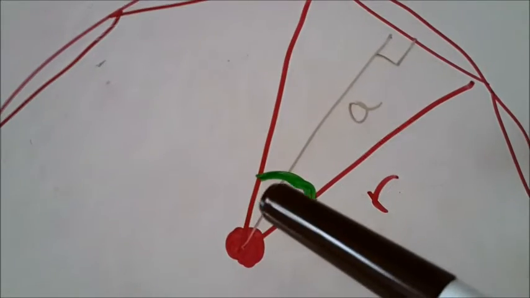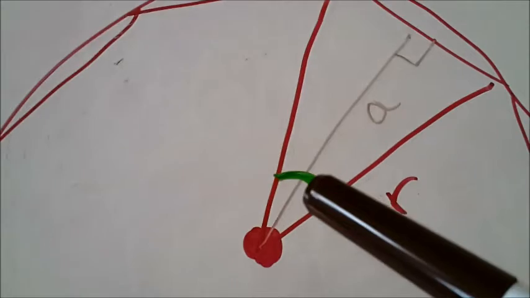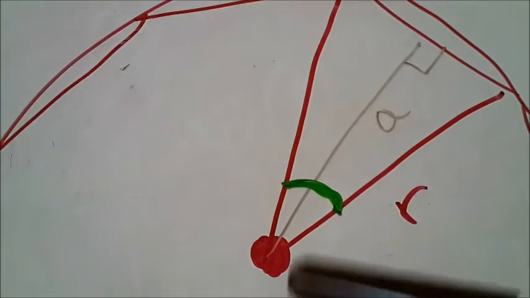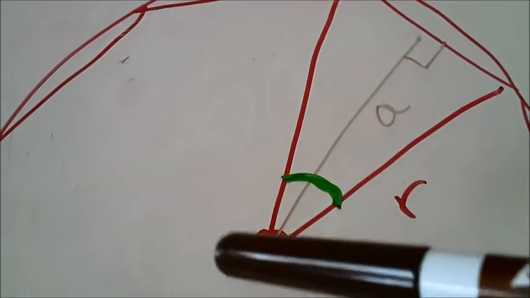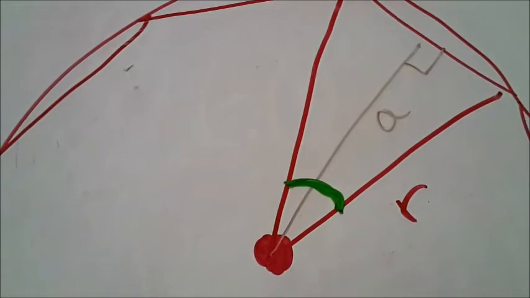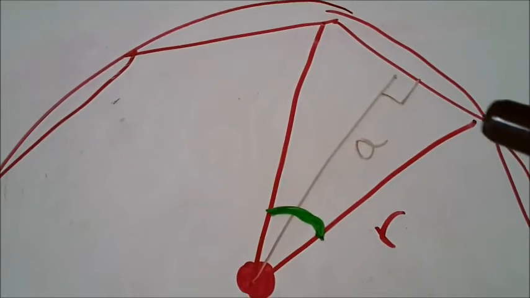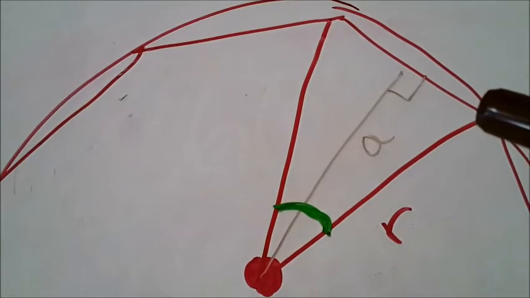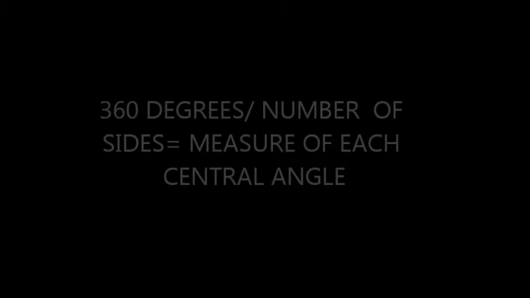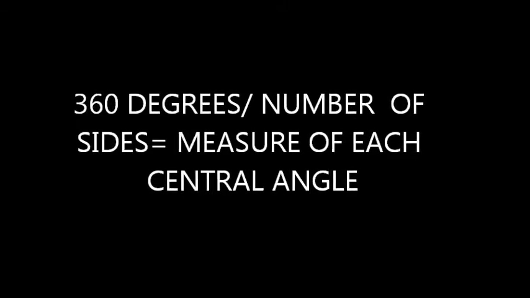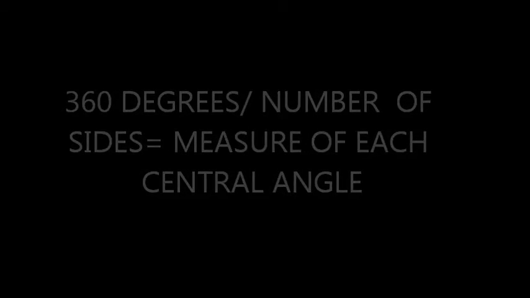Yellow and green is the central angle of a regular polygon. It is an angle formed by two radii drawn to consecutive vertices of the polygon. To find the measure of each central angle, divide 360 degrees by the number of sides the polygon has.